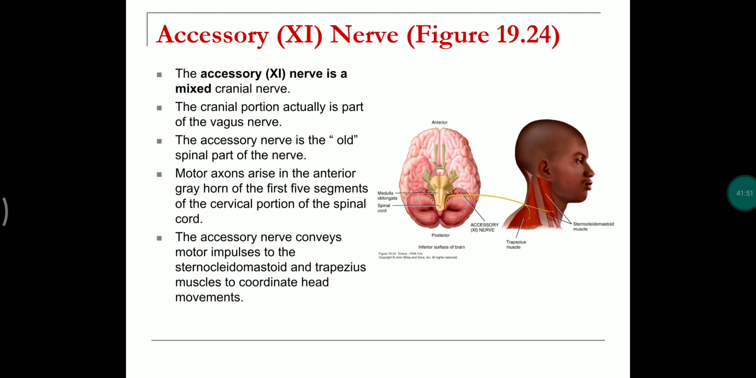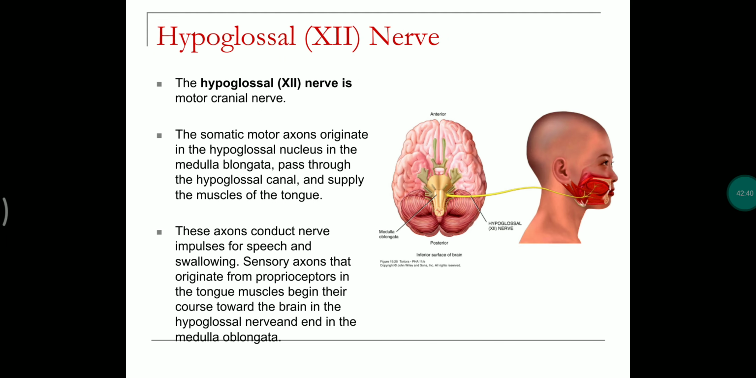Next, the 11th one is the accessory nerve. The accessory nerve is a mixed cranial nerve which consists of both sensory and motor regions. The cranial portion of this accessory nerve is a part of the vagus nerve, and the motor axons arise from the anterior gray horn and the first 5 segments of the cervical portion of the spinal cord, and it conveys the impulses to the muscles of the head and helps in the movement of the head.